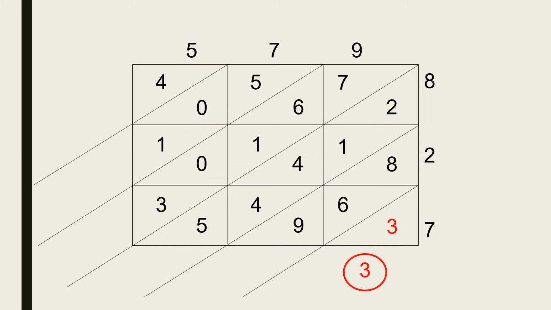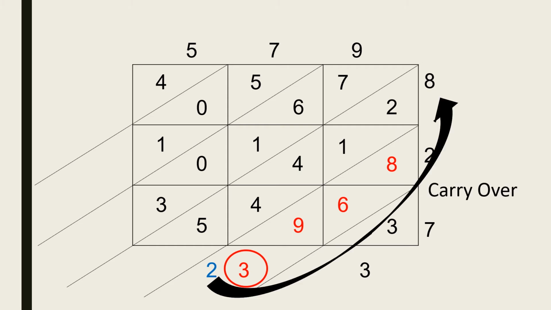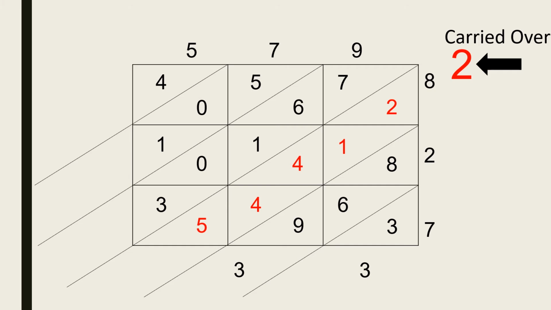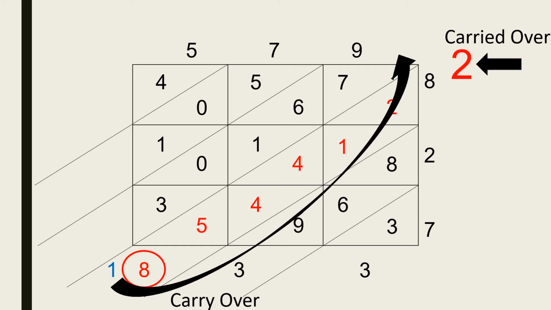In the bottom right corner, 3 is just 3. For the next diagonal, 8 plus 6 is 14, plus 9 is 23. So we'll keep the 3 in the ones place, and we'll carry the 2 over to the next operation. Incorporating the 2 we just carried over, 2 plus 2 is 4, plus 1 is 5, plus 4 is 9, plus 4 is 13, plus 5 is 18. So we'll keep the 8 in the ones place and carry the 1 over.